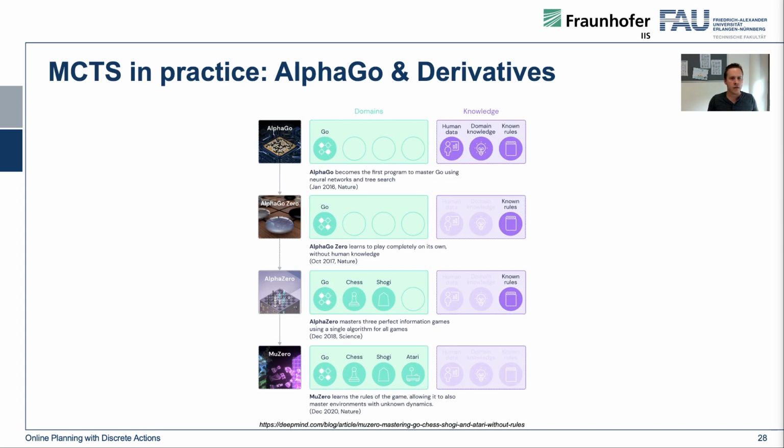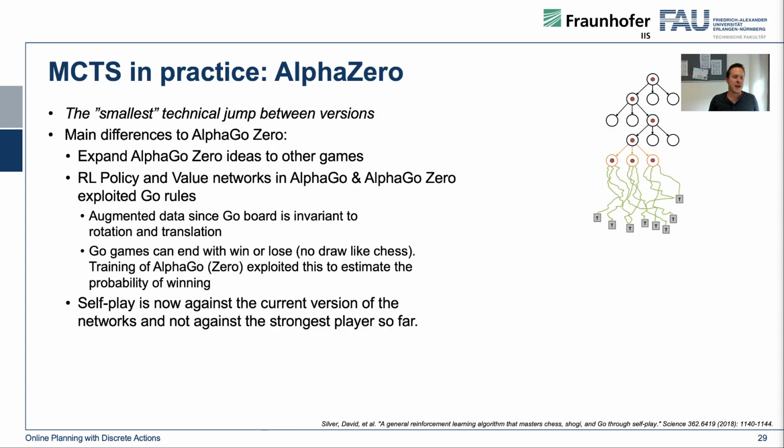Another iteration on AlphaGo and AlphaGo Zero is AlphaZero, where they actually expanded it to different domains. While AlphaGo and AlphaGo Zero, as the name suggests, are only applicable to Go, they came up with AlphaZero, which is a little bit agnostic to the game, so it can also be used with Go, chess, and shogi. So there's no specific game knowledge encoded.